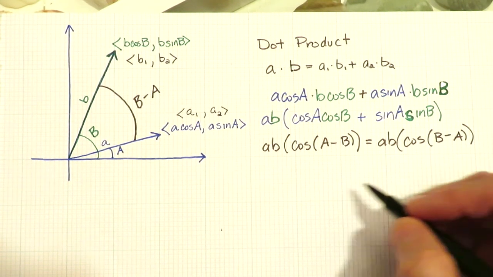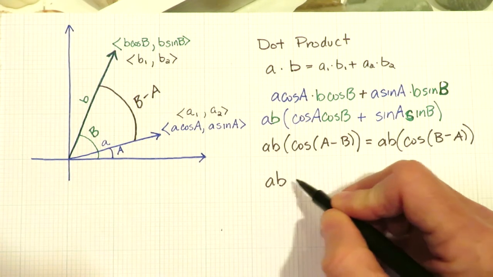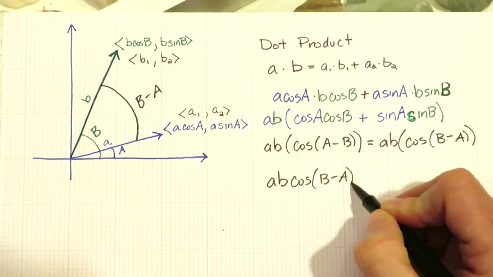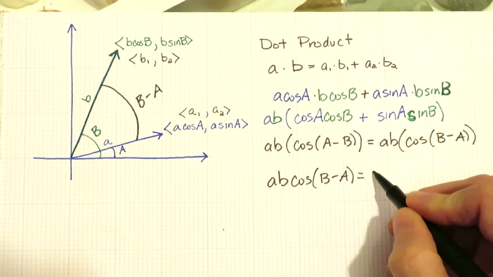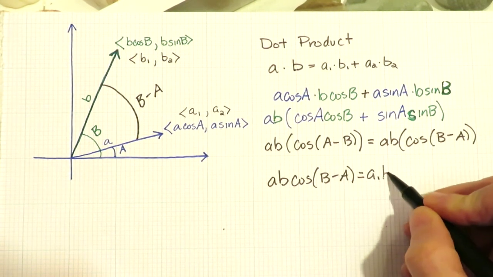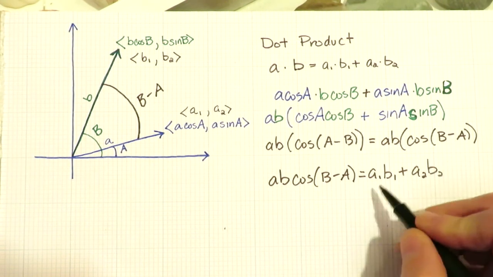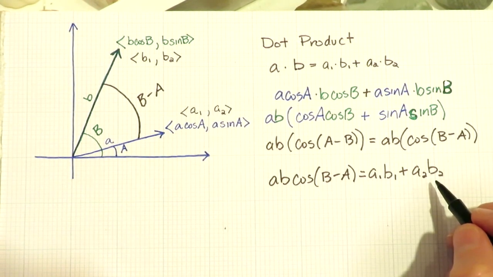The dot product is equal to the product of the length of the vectors times cosine of the angle in between, and that is also equal to the product of the x coordinates added to the product of the y coordinates.